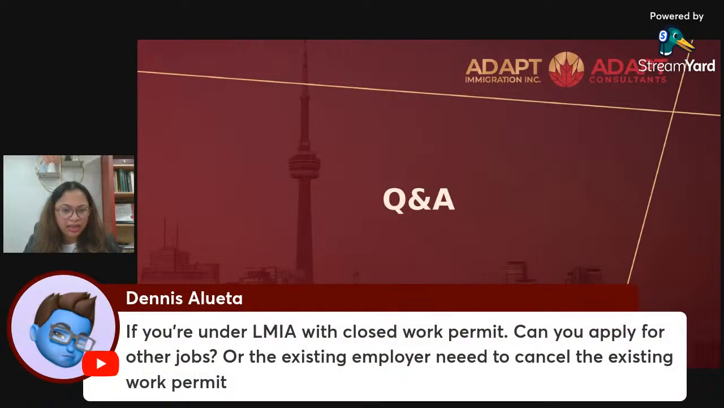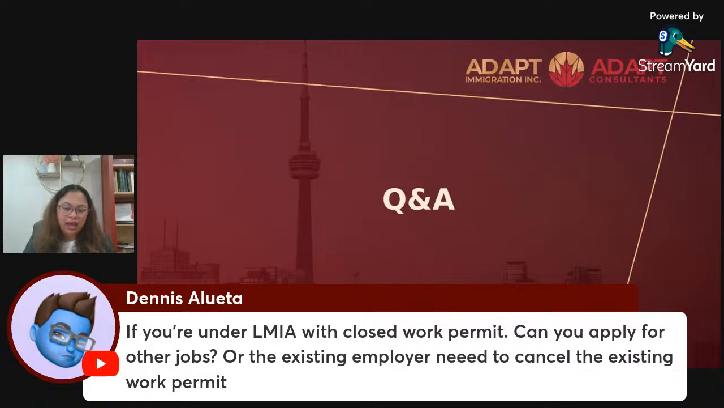If you're under an LMIA with a closed work permit, can you apply for other jobs, or does the existing employer need to cancel the work permit? Yeah, you cannot work for another job. You're on a closed work permit, and this is employer specific. But you can look at applying for other jobs in order to move into another job, because nothing's going to stop you from looking at other job offers. You just cannot work for another employer while you're with the current one.